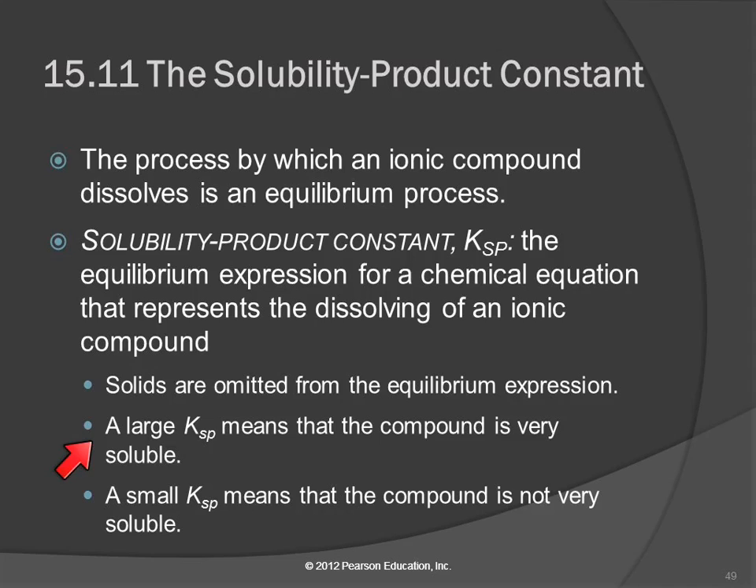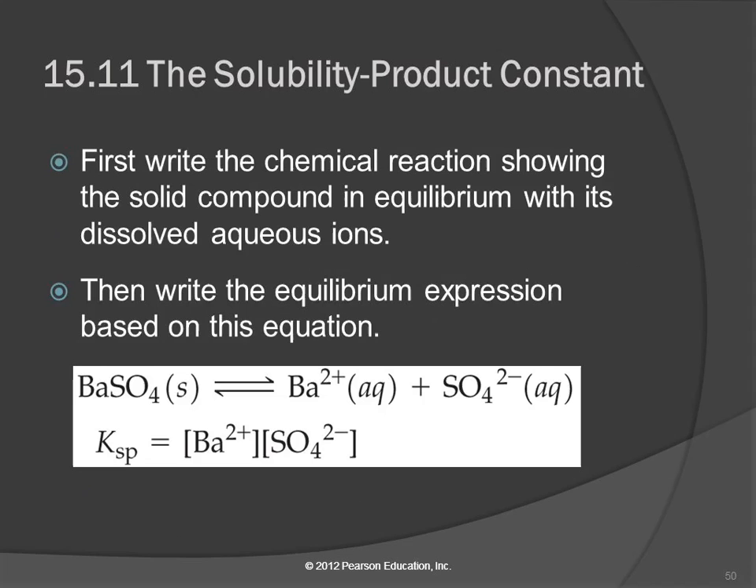If we have a very large KSP, that means that the concentrations of the ions are high and the compound is very soluble. If the KSP is very small, it means that very little of that dissolves, and so we say the compound is not very soluble.